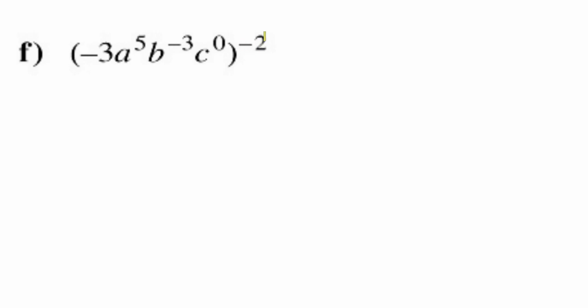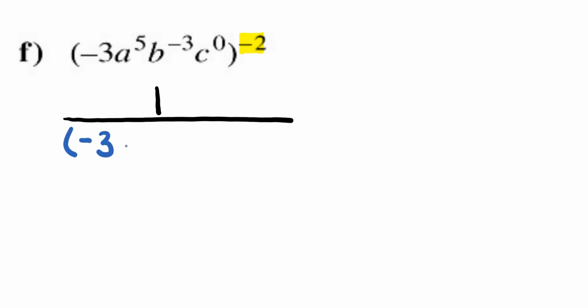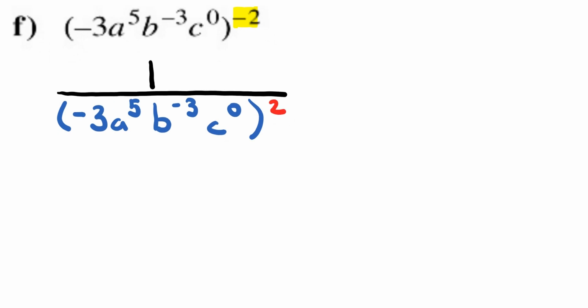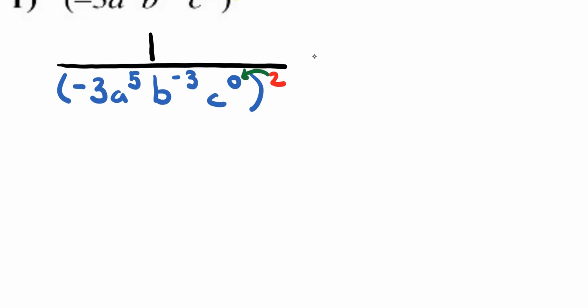Okay, since we have a negative power there, I can put this all under a fraction here. So everything here will be on the denominator here. So negative 3, a to the 5, b to the negative 3, c to the 0, close bracket, and then we'll have a positive 2 there. Okay, and then from there on, we're just going to be distributing the 2 onwards here. So if I multiply this with this, let me just continue on here.